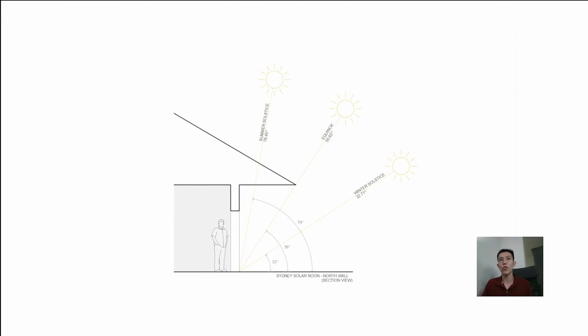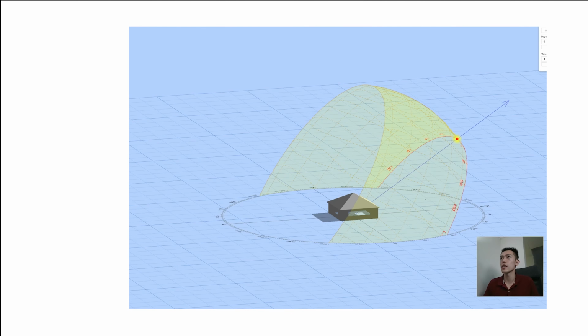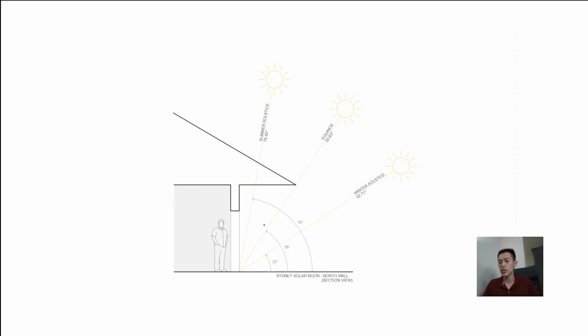So let's have a look at a north wall first. If you remember from the 3D diagram earlier, the sun is very low during the winter and it's very high during the hotter months. So what you can do on this north wall is to have a simple roof overhang that blocks out most of the high summer sun but lets in the low winter sun.